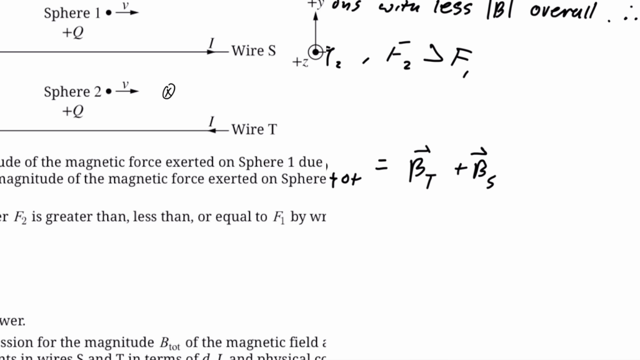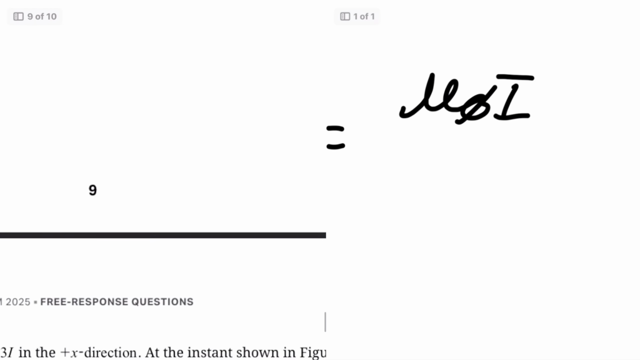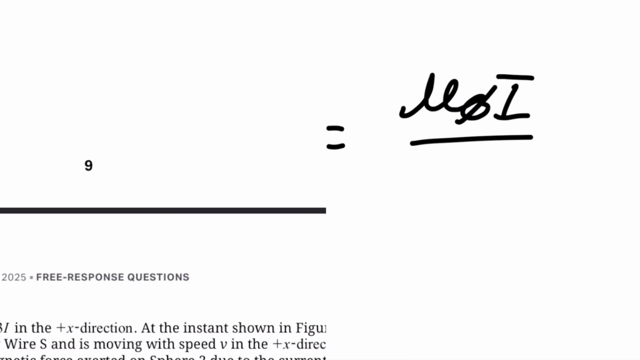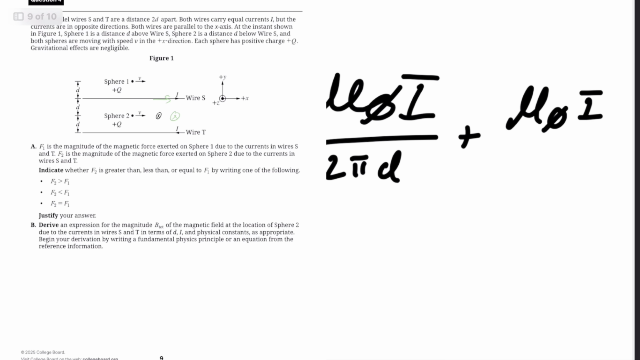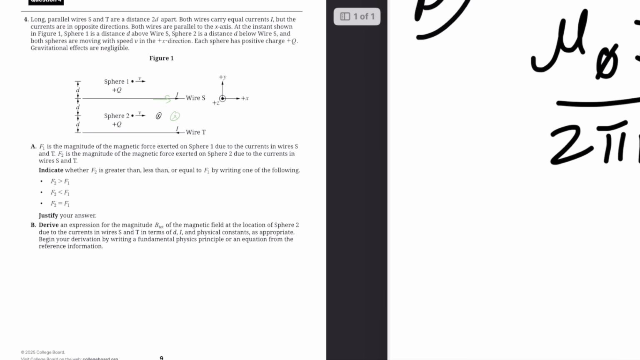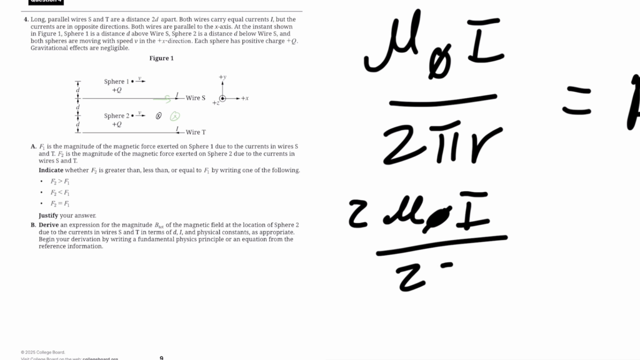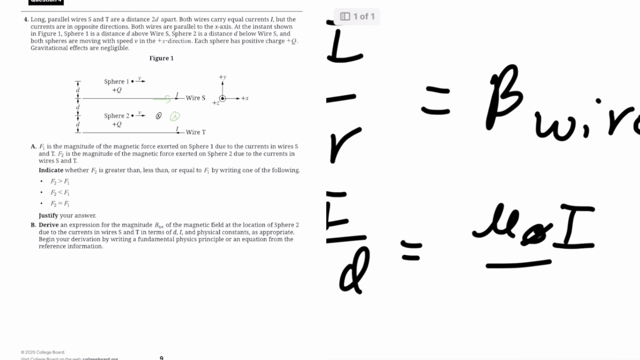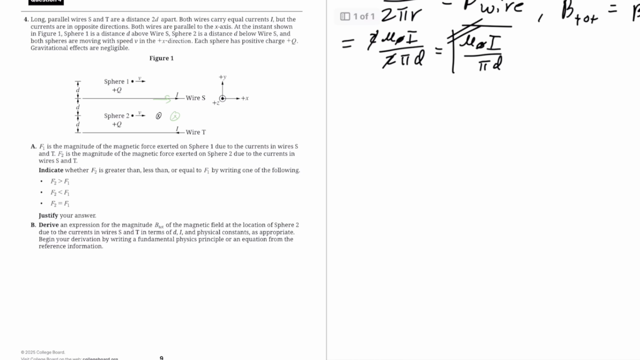Okay. So now I'm just going to do a little bit of algebra. So mu naught I, since they have the same current. It said equal currents. Divided by 2 pi d, plus mu naught I over 2 pi d, is equal to 2 mu naught I over 2 pi d. The 2 cancels, and that's equal to mu naught I over pi d. Great, there's your final answer. Done. Nothing more besides that.